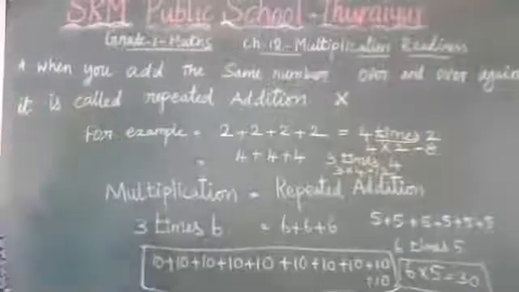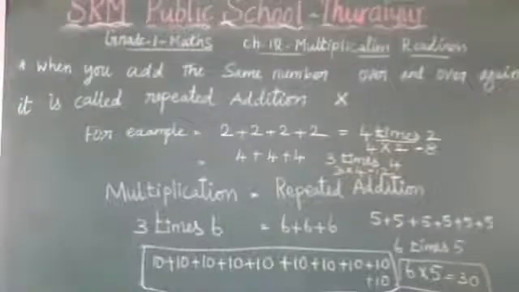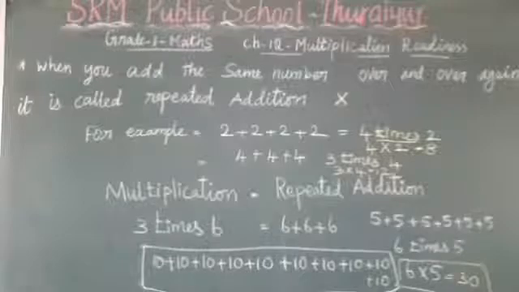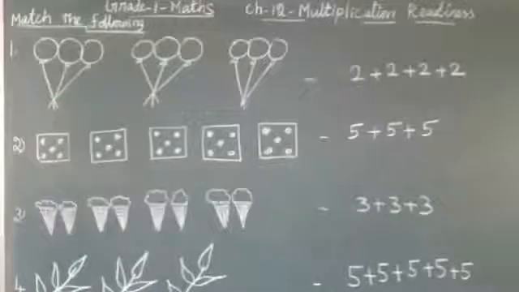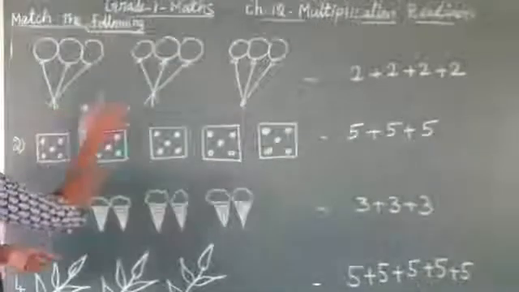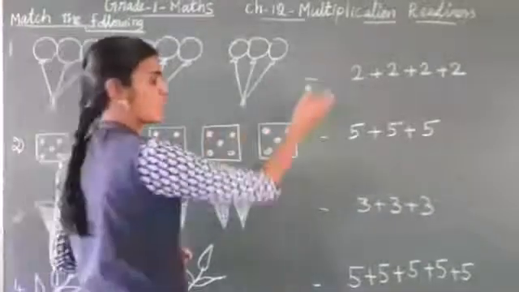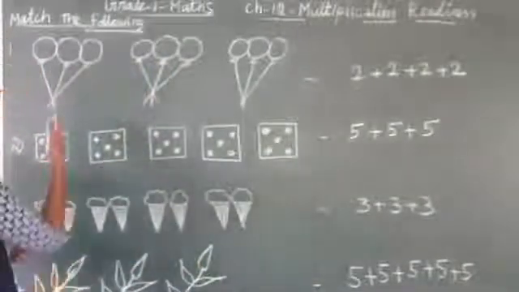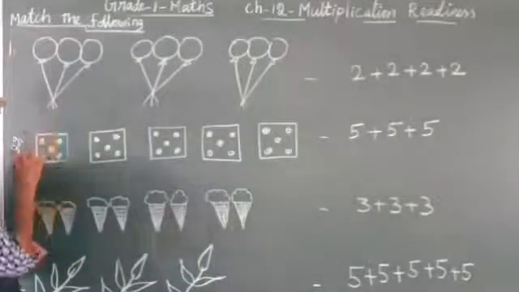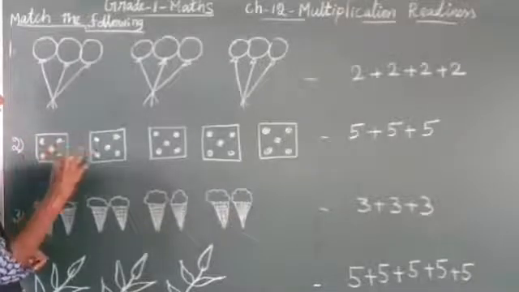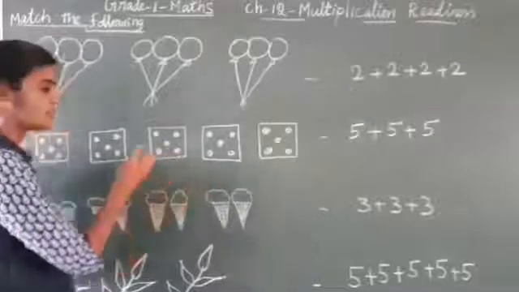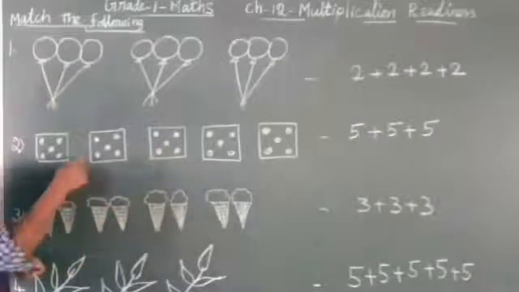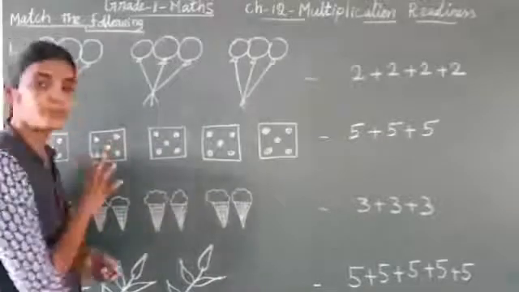Okay. So let us see the next one: how you can identify the groups and write the repeated addition forms. Next, match the following. Using this picture, you have to match the addition sentence. Which one is correct? See, first one, balloons. This is darts. Each square has some dots. How many dots inside each square? 5 dots. 1, 2, 3, 4, 5 dots.